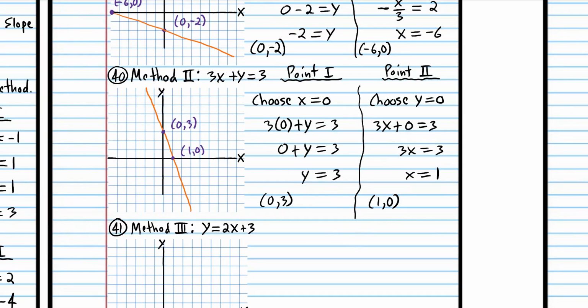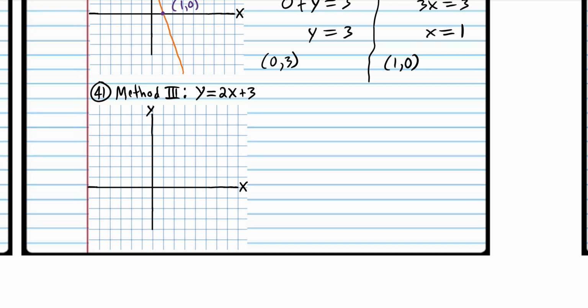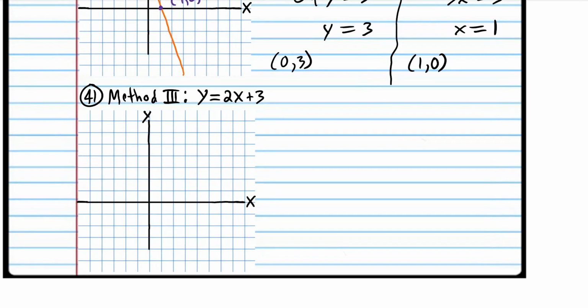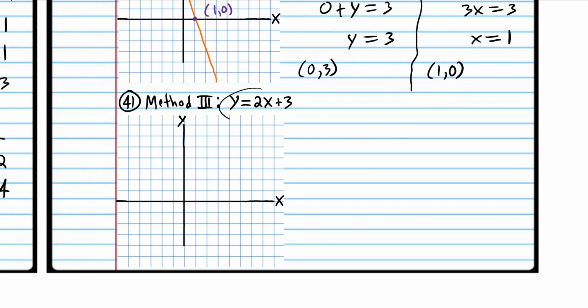All right, so now it's time to try the easier methods. Method 3 is a lot easier than the previous methods. For method 3, we're going to use slope-intercept form. And notice we already have slope-intercept form. That's y equals mx plus b. Because it's in slope-intercept form, we know what the slope is, and we know the y-intercept. So we can use that information to graph the line very easily.